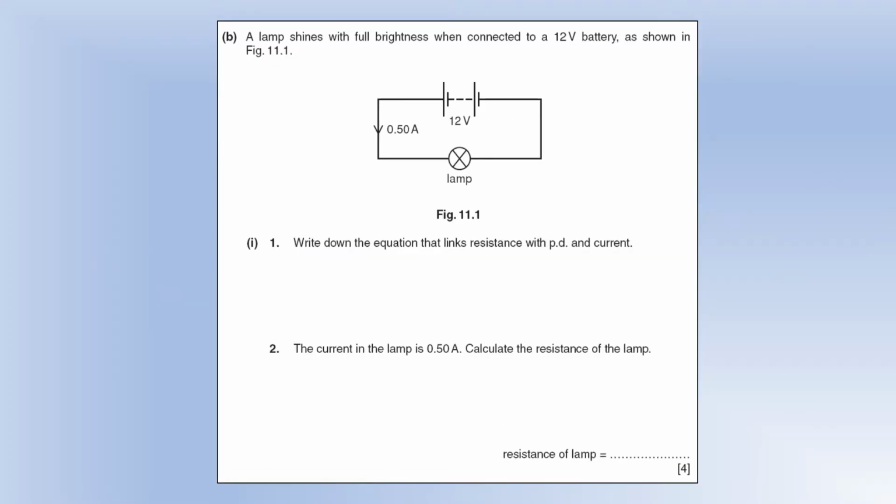Okay, a lamp shines with full brightness when connected to a 12-volt battery as shown. So we've got a 12-volt EMF, 0.5 amps of current. Write down an equation linking PD, current and resistance. That's this one, V equals IR. The current in the lamp is 0.5 amps. Calculate its resistance. So we're going to rearrange this equation to make R the subject. Plug our values in, recognizing the PD across the lamp must be 12 because it's the only component in the circuit, giving us a resistance of 24 ohms.